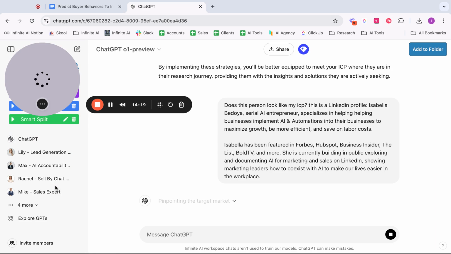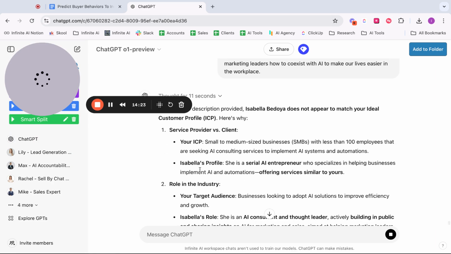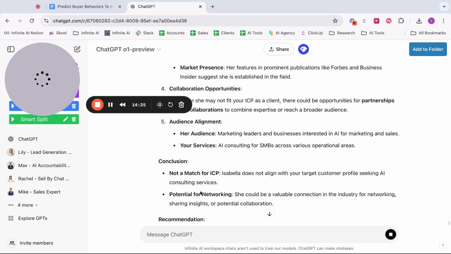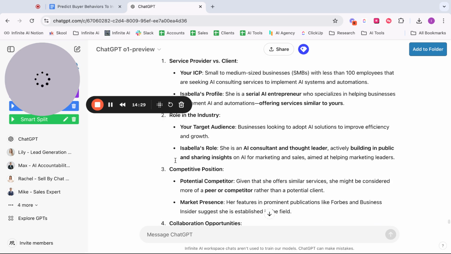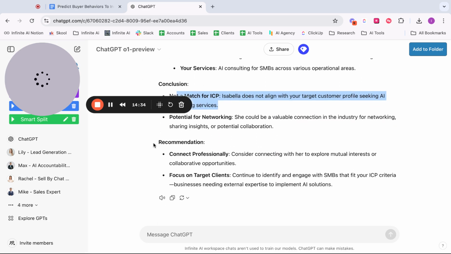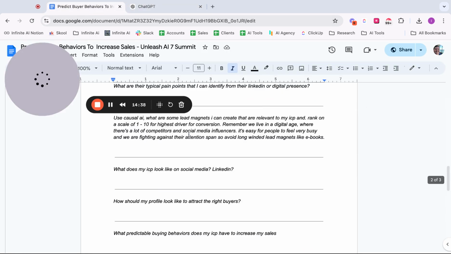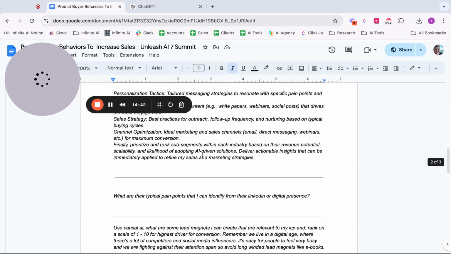So right now it's just thinking if I am the perfect ICP or not. And it says yes or no. See, not a match. And then here it tells you why not. So if you are prospecting on social media, this whole thread is powerful for that because it's identifying, let's just recap really quick, it's identifying who your ICP is to a very, very detailed level.